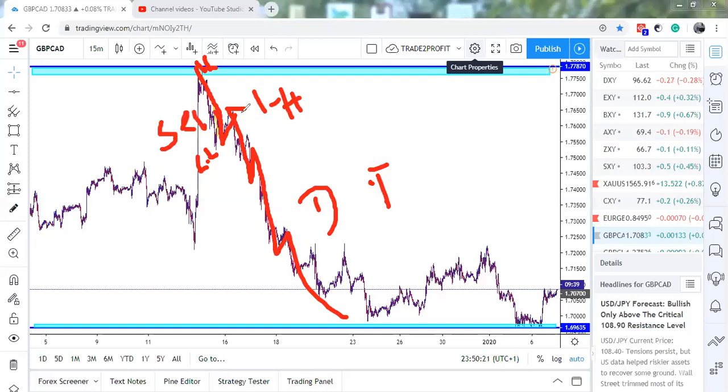So at what point do you begin to look to enter your sell? You look to enter your sell at the levels of highs, because this is a downtrend in the market, right? So you look to enter your sells at levels of high. You could use your Fibonacci, you could use your trend line, all of the strategies that you've learned.